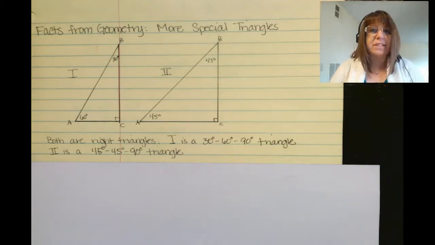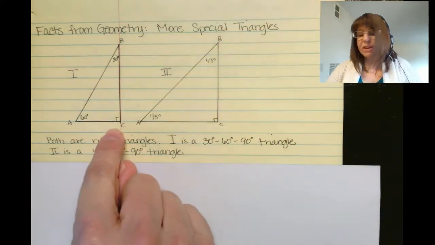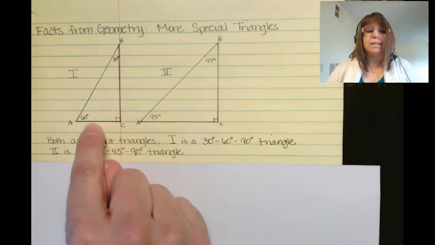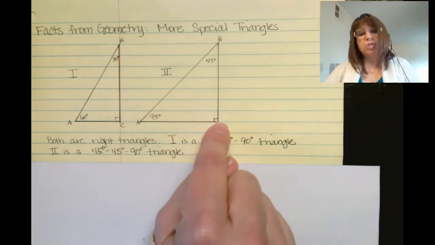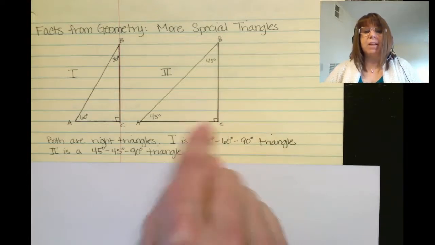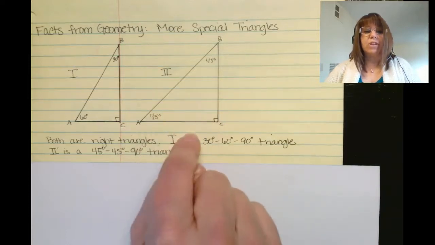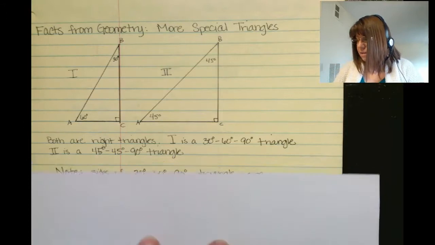All right, I'm going to change things up and go back to geometry a little bit and talk about two very special triangles. One is a right triangle, so one of my angles is 90, but my other two angles, one is 60 and one is 30. The second special triangle, I have a 90-degree right triangle, but my other two angles are 45. So the first triangle is called a 30, 60, 90 triangle, and the second is a 45, 45, 90 triangle. That's generally what they're called.